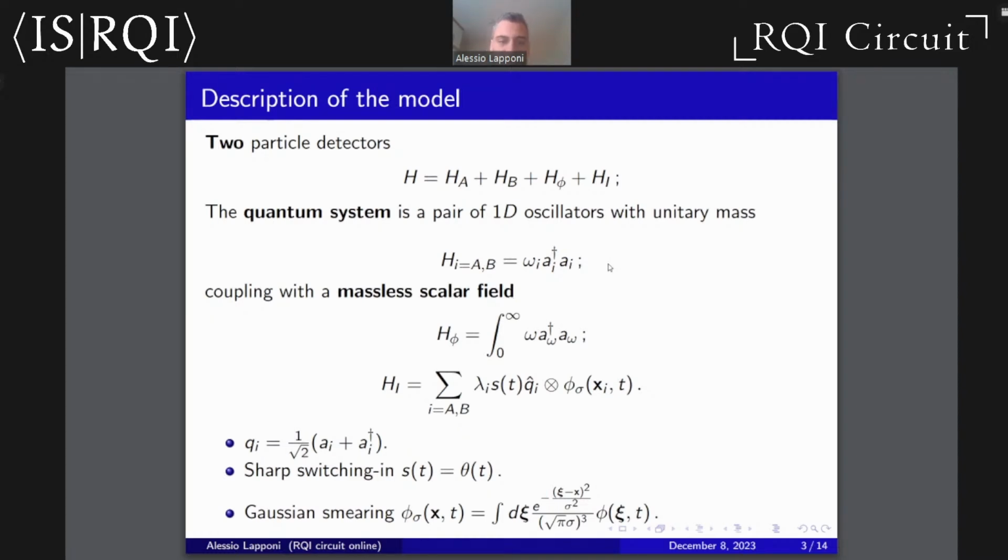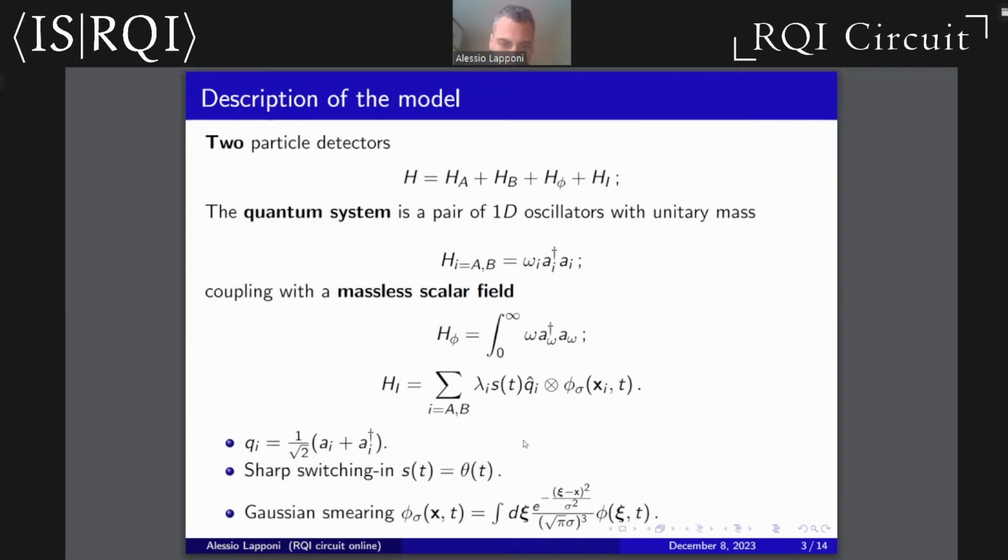The scalar field is massless, as I said, and in that case, the interaction Hamiltonian will consist of a coupling constant, a switching function, and then a tensor product between an observable proper of the detector and an observable of the field. As a switching function, I'm considering a sharp switching. So basically, I'm considering that both the detectors interact with the field at a time t equal to 0, and then the interaction remains constant afterwards.